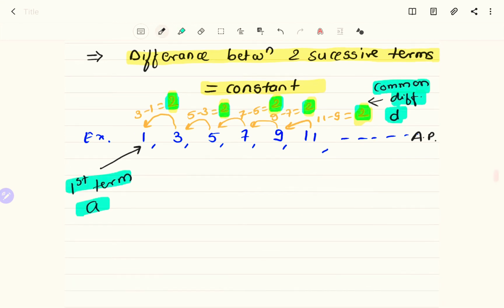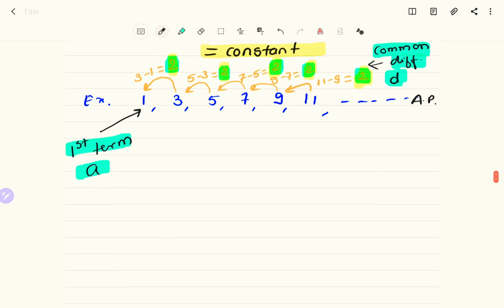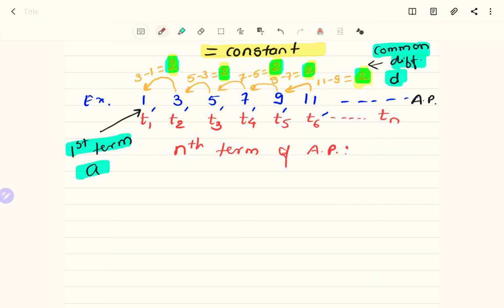Then, after identifying an arithmetic progression, they will ask you to write the nth term of the arithmetic progression. Let's try to understand the meaning of the nth term of an AP. For the sake of understanding, here I am mentioning T1 as the first term, T2 as the second term, that is 3, T3 is 5, T4 is 7, T5 is 9, T6 is 11, and things go on, and Tn comes.